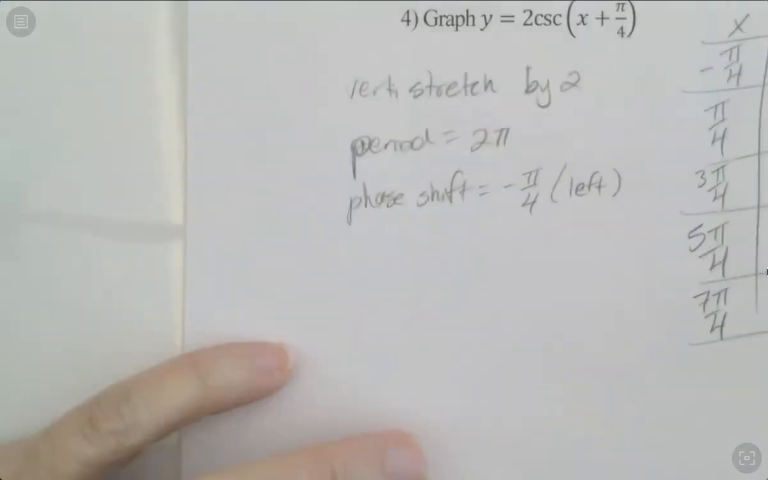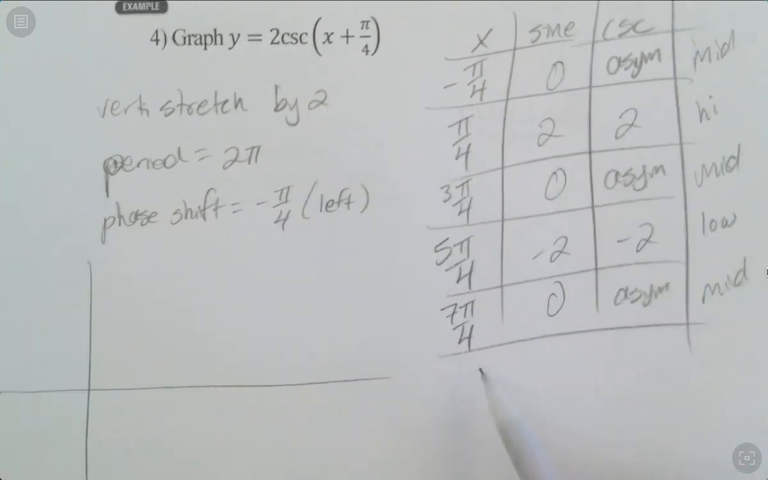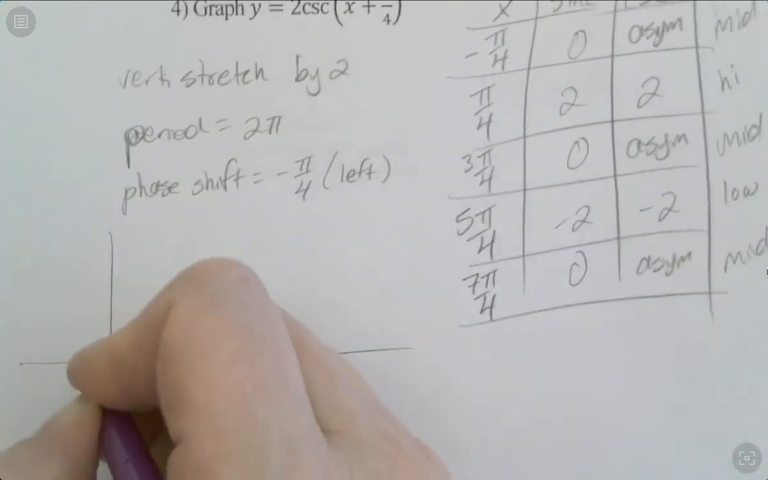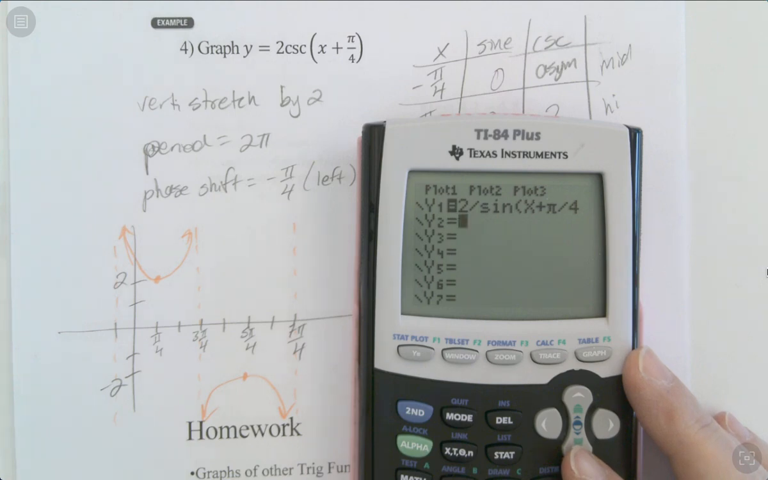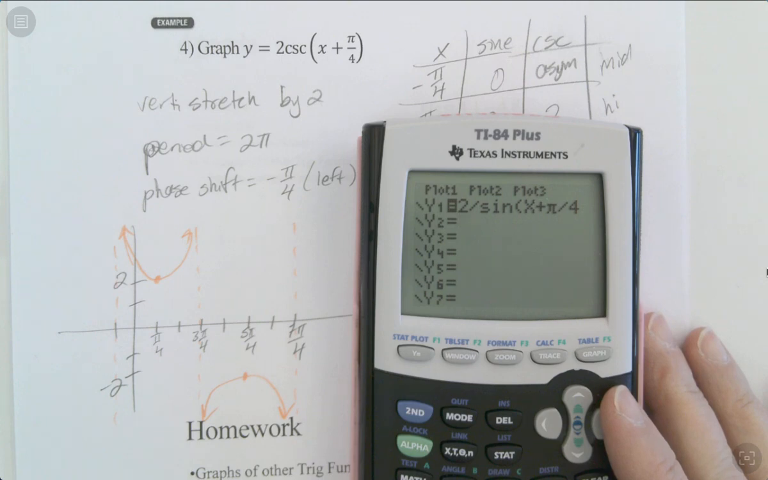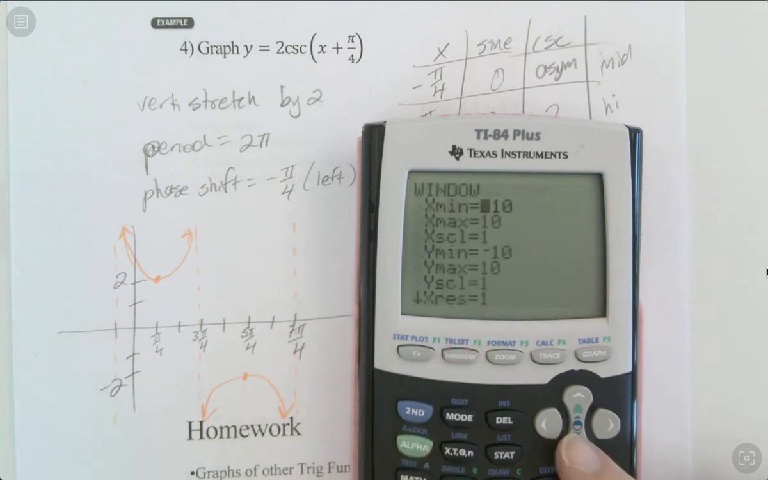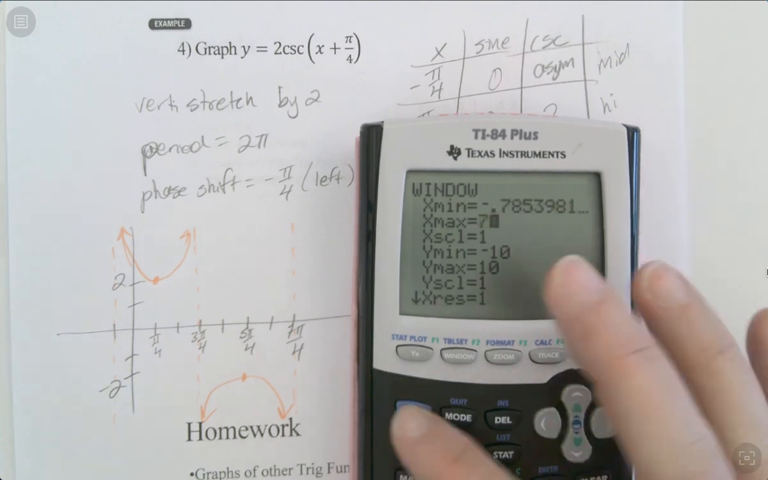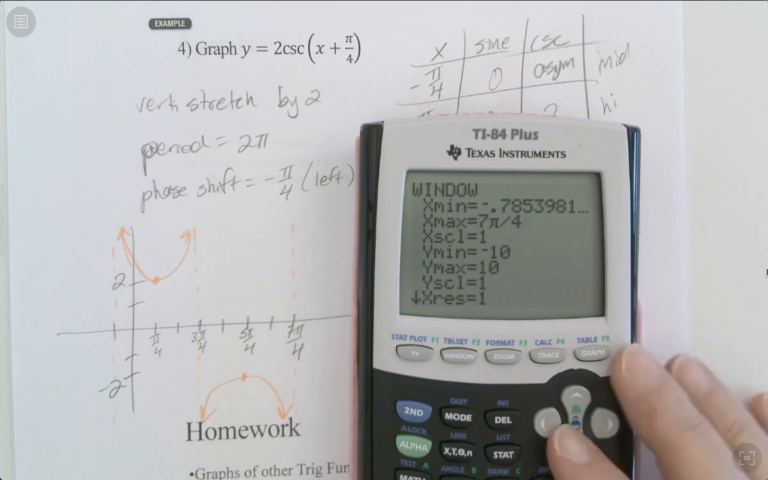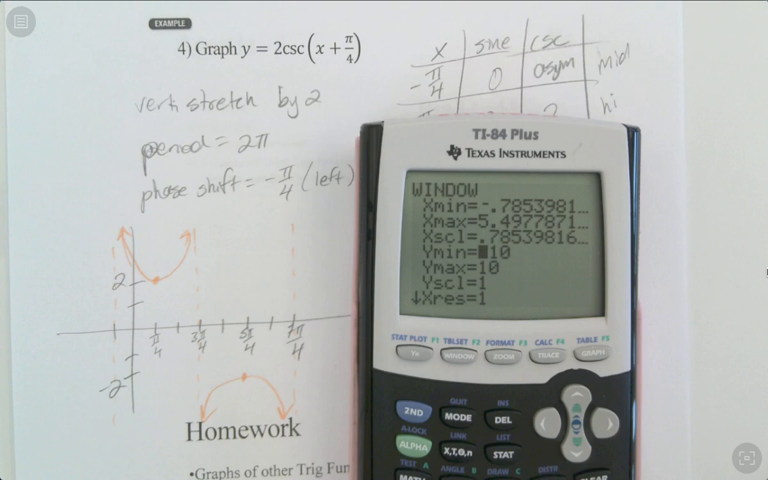So I tend to do this without any graph paper. I like to do it freehand. So I know I need to show out to 7 pi over 4 for my x. If you want to look at it in your calculator, you can just do 2 divided by the sine of x plus pi over 4, because the sine and the cosecant are reciprocals. And then if you want to make it look like your paper, you can go to your window and change your x min to maybe negative pi over 4, and your x max to 7 pi over 4. You can leave the scale on 1 if you like, or you can make your scale pi over 4, and that's just going to give you a tick mark every pi over 4.